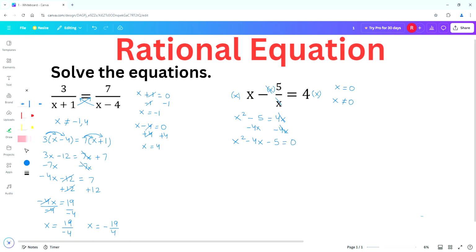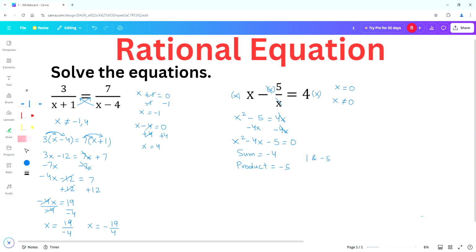Now we have to solve this equation. This is a simple trinomial. We can factor this equation and then solve it. We can use sum and product method. We have to find two numbers whose sum is -4 and product is -5. The two numbers can be 1 and -5. 1 plus -5 is equal to -4.